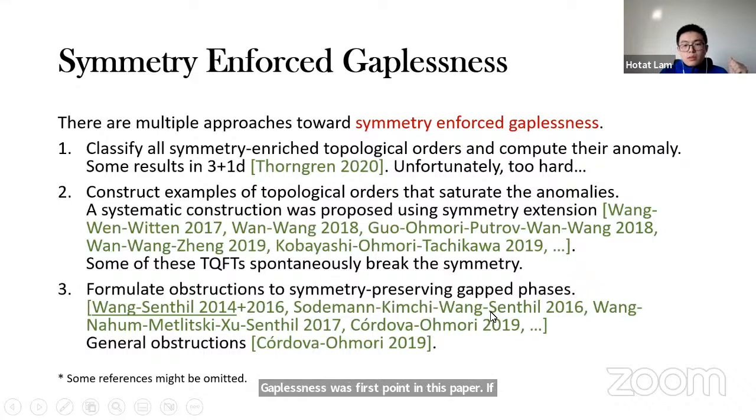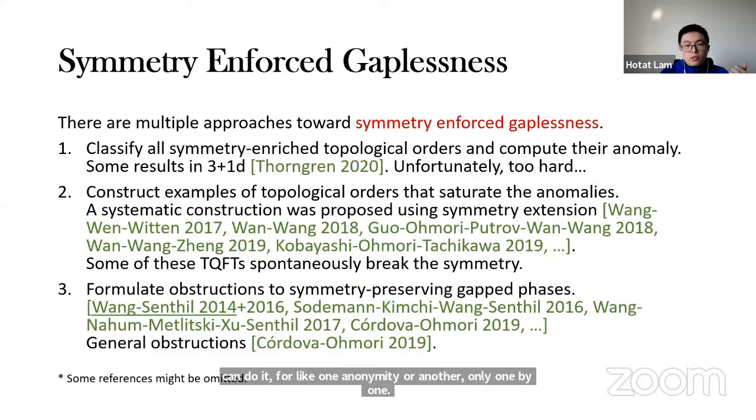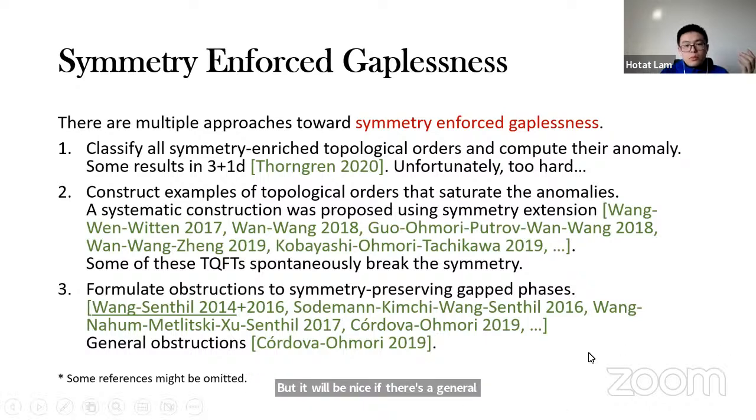So this is the third approach, and in general, one can do it for one anomaly after another, but it would be nice if there were a general obstruction. And in fact, there's a general obstruction that was formulated in this nice paper. What they show is that if you evaluate the anomaly on a certain mapping torus, and it is non-trivial, then it tells you that your anomaly gives you symmetry-enforced gaplessness. Okay, so these are in general three approaches towards symmetry-enforced gaplessness, and some of the status in the literature.